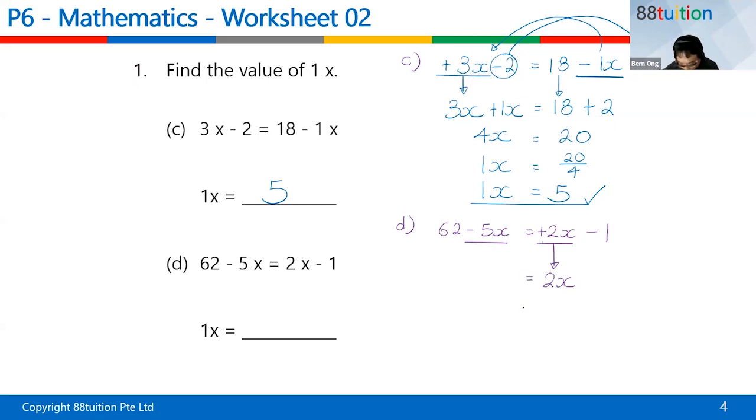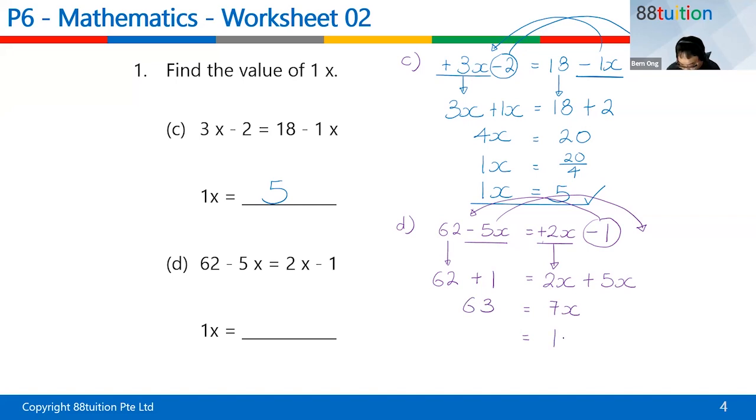The equal sign is always in the center. Minus 5x you bring across to the right-hand side because you want to gather all the x. Minus 5x brought across will give you a plus 5x. Who is left over here? 62 is left over here. So all the numbers you try to gather and put on this other side. Minus 1 you bring across the equal sign will give you a plus 1. You work downwards. 2x plus 5x is 7x. 62 plus 1 is 63.